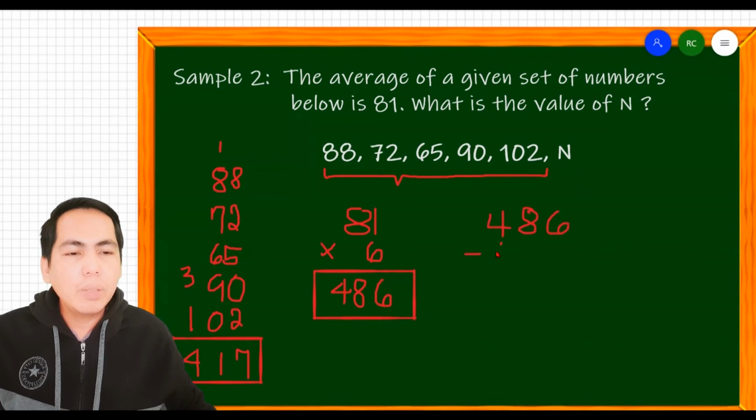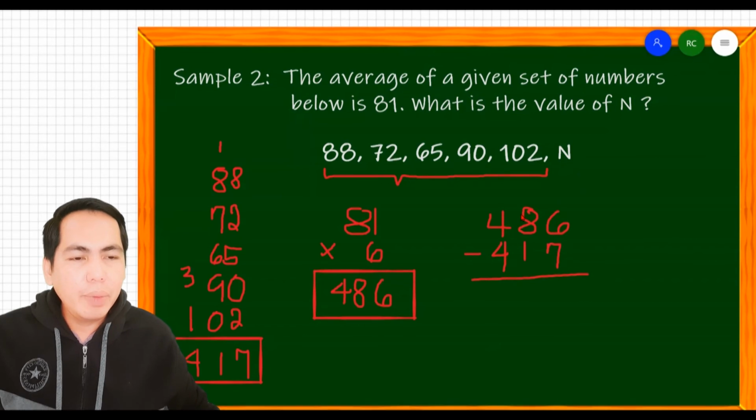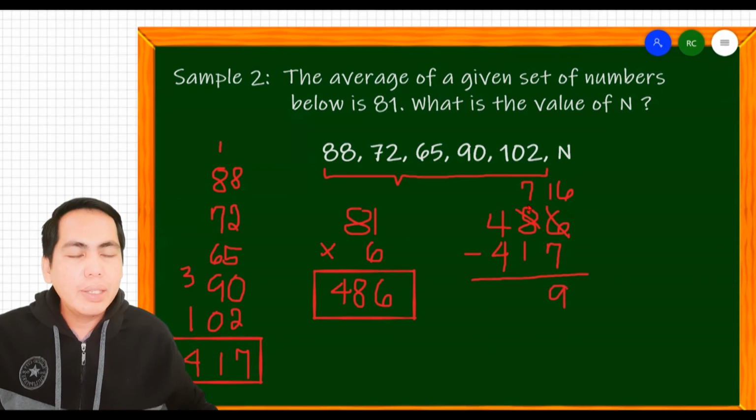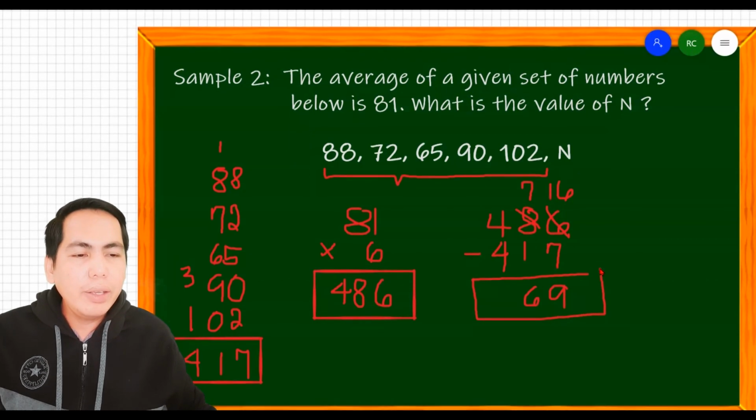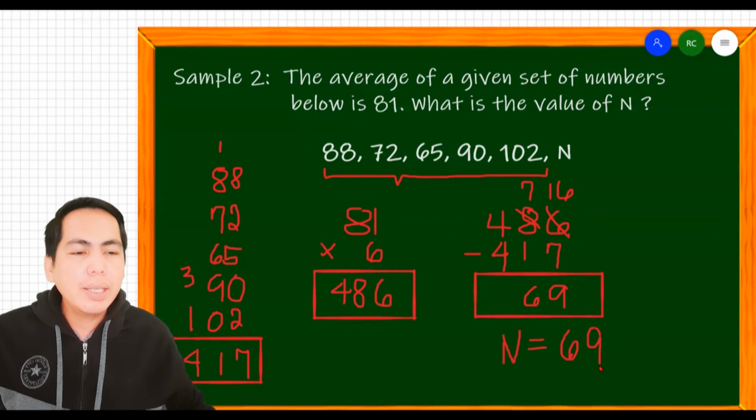486 minus 417. 6 minus 7 cannot be, so we have to regroup 8. 8 becomes 7 and 6 becomes 16. 16 minus 7 is 9. And 7 minus 1, we have 6. So therefore, the value of n is 69.